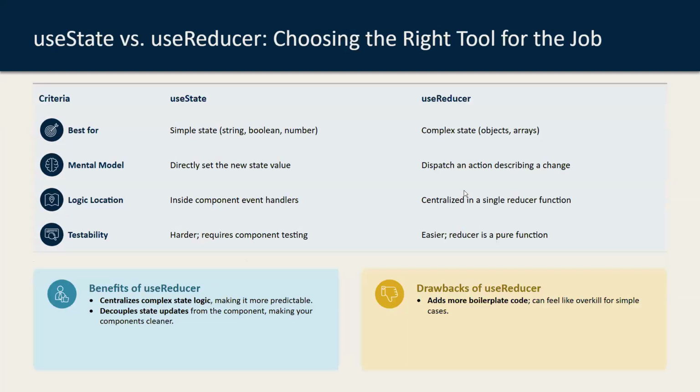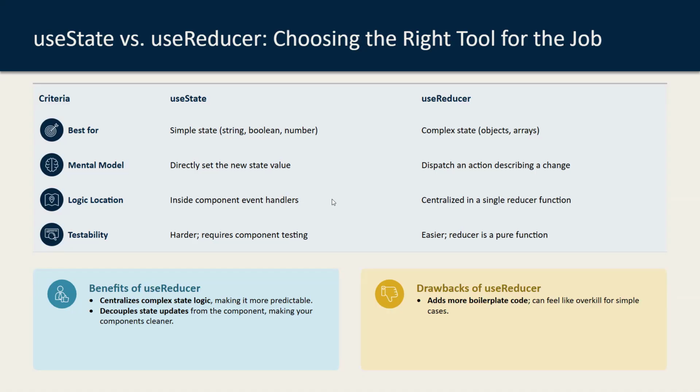Okay, now let's come back to the comparisons slide. Now that we've seen what a reducer is, the next question that probably is in your mind is when should we use state and when should we use reducer. useState is usually a better fit for simple isolated values like a string or a boolean or a number. useReducer is more useful when the state is more complex, especially when you're managing objects, arrays, or several related values that often change together.